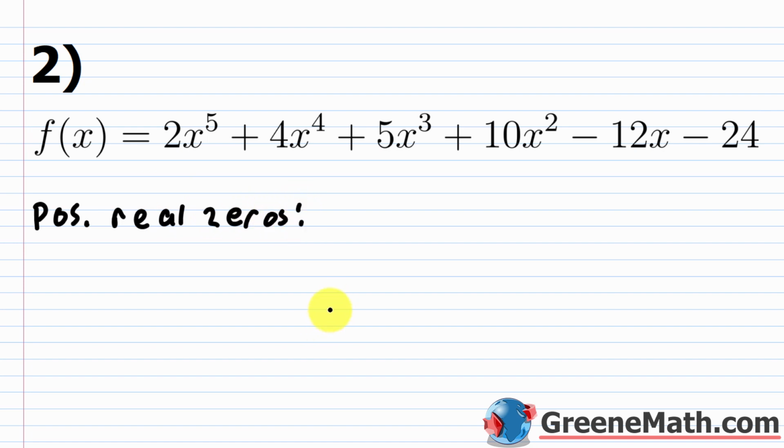So what are the sign changes here? You'll notice that this is positive, positive, positive, positive, but then we go negative. So this right here to this right here, that's going to be one sign change, and then this is negative. So you just have 1. So positive real zeros, you're just going to put 1.